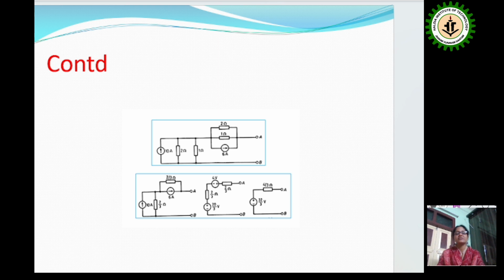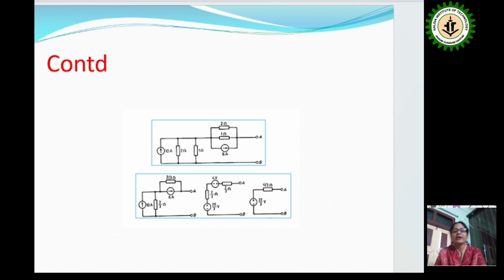Again, convert this 10 ampere and 2 by 3 ohm practical current source into its equivalent voltage source. So the equivalent voltage source will be equal to 20 upon 3, and this 2 upon 3 resistance is connected in series with that voltage source. And here also the 6 ampere and 2 by 3 ohm is converted into its equivalent voltage source. Then we get 4 volt and 2 by 3 ohm resistance connected in series.